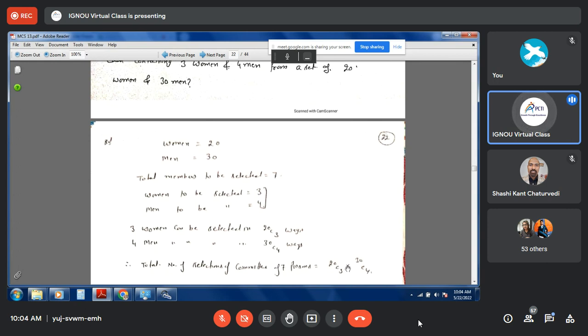See, for your knowledge, add these two figures. 20 plus 30 is equal to 50. And add this 3 plus 4, 7. From 50 you have selected the 7. This is the simple condition. That's an important numerical. It's from your booklet.